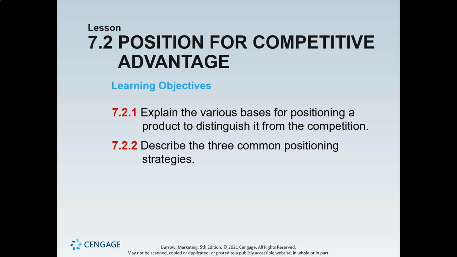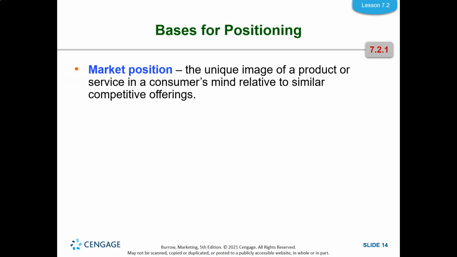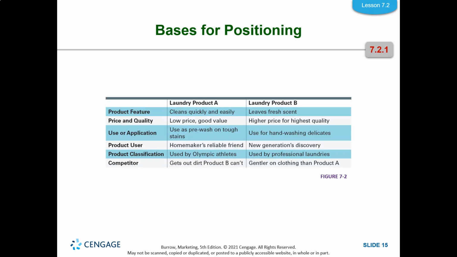Okay, so now in 7.2, we're going to talk about explaining the various bases for positioning a product to distinguish it from the competition, and describing the three common positioning strategies. The term that you've already seen in vocabulary is market position, and that is the unique image of a product or service in a consumer's mind relative to similar competitive offerings. So you can think in the shoe category, Nike has a very good market position, especially with athletics, versus like Keds.